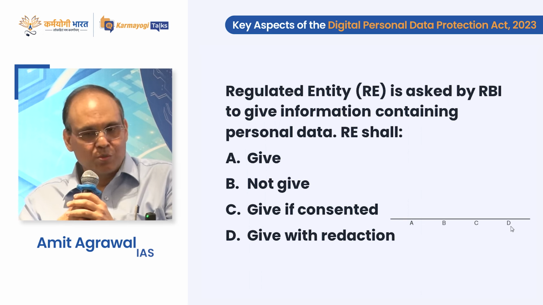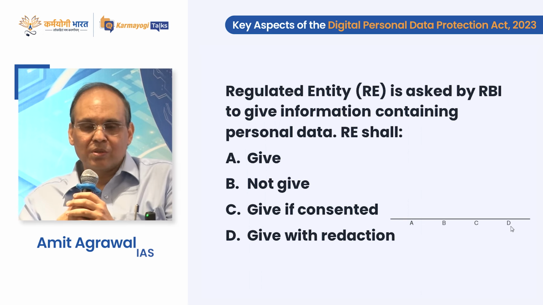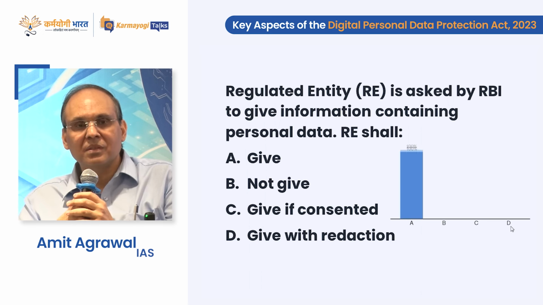So there's an RBI regulated entity, and it is asked by RBI to give it information, and that information includes personal data. So what should the regulated entity do? Should it give the data to RBI? It should not give. It should give after seeking consent, or give it after redacting the personal data in the information.